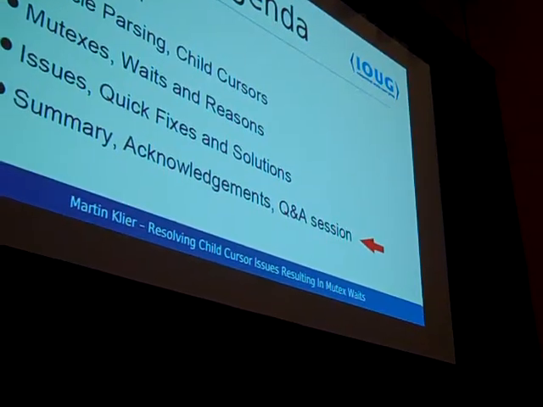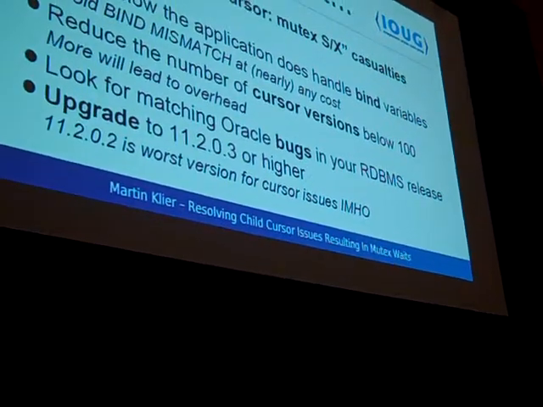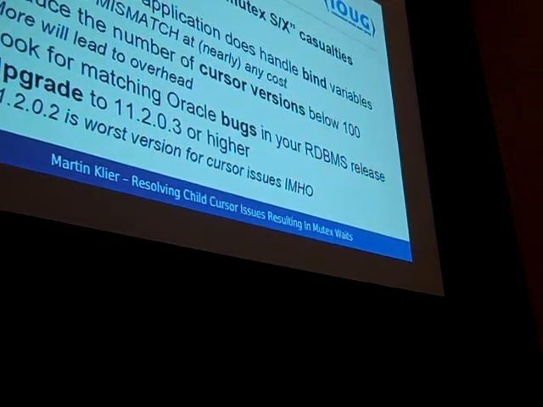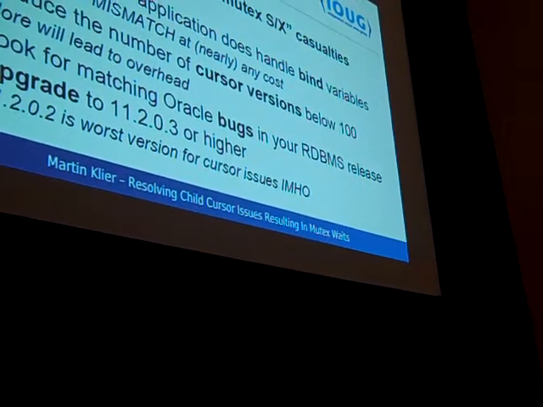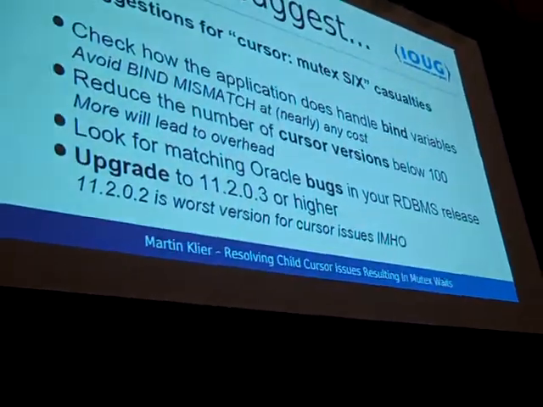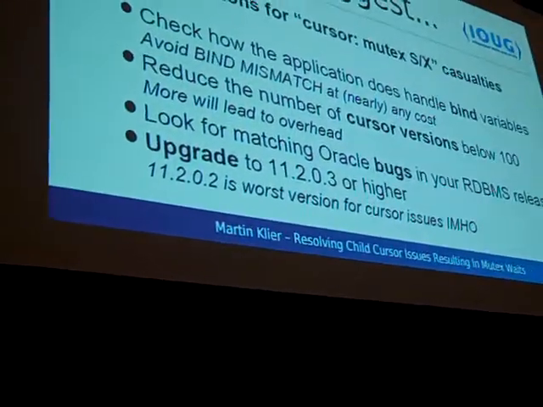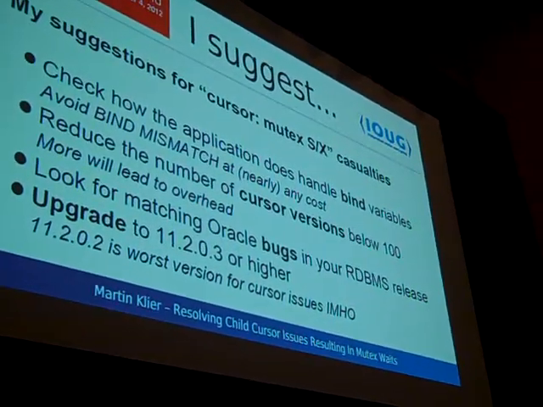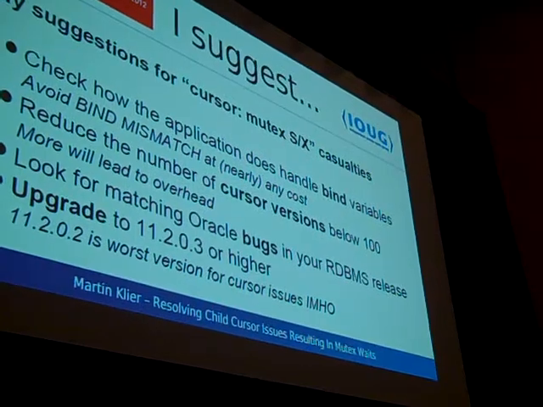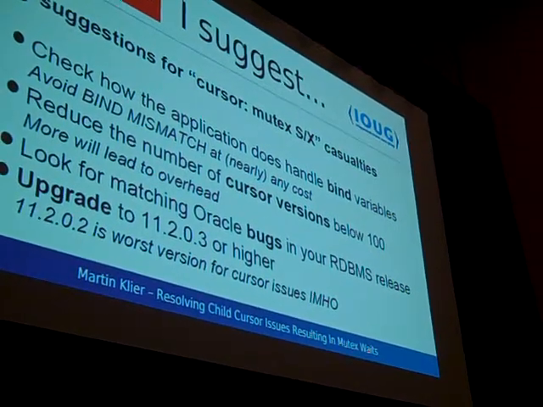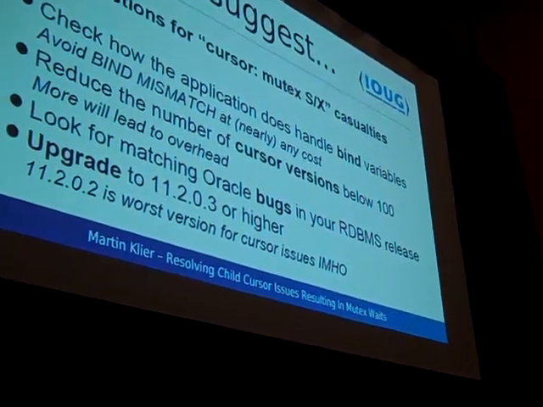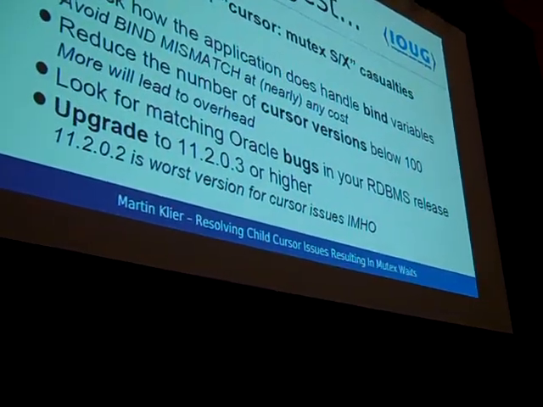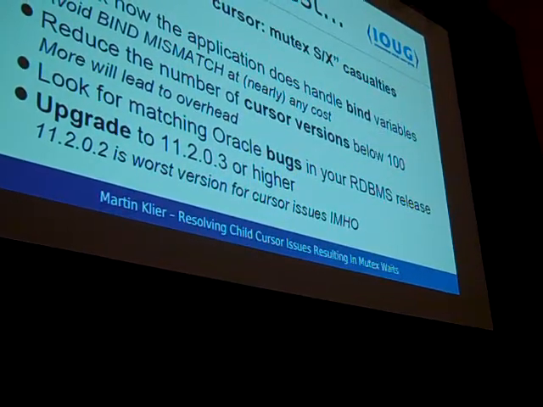Okay, a quick summary. We've got 3 minutes left. My suggestions for cursor mutex S or X casualties. Check how your application is using bind variables. I don't say check if. I know you do, because otherwise you wouldn't have those problems. But if they are abusing bind variables, check why. Reduce the number of cursor versions in your application for one particular SQL statement to below 100. Then you are safe. This is a rule of thumb, but it has worked well for me.